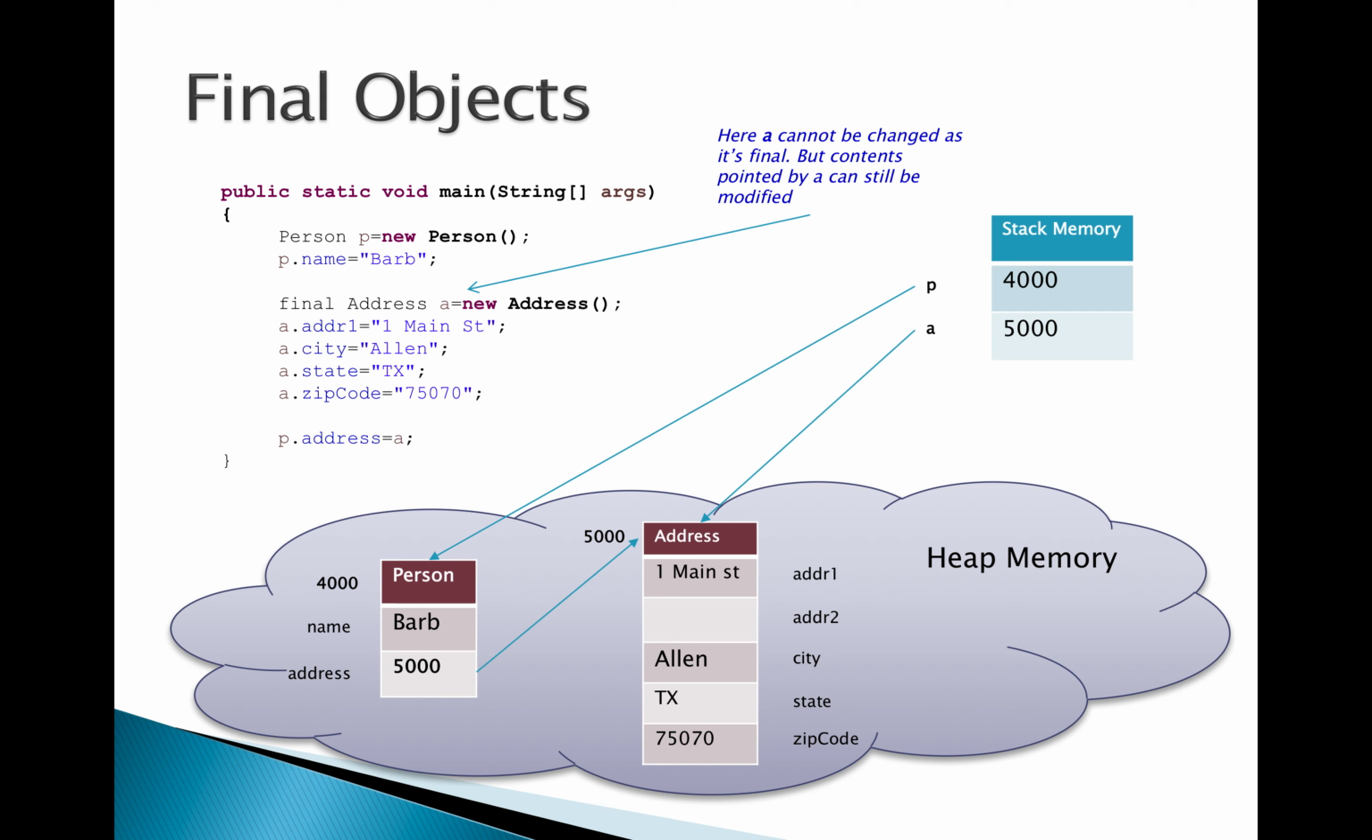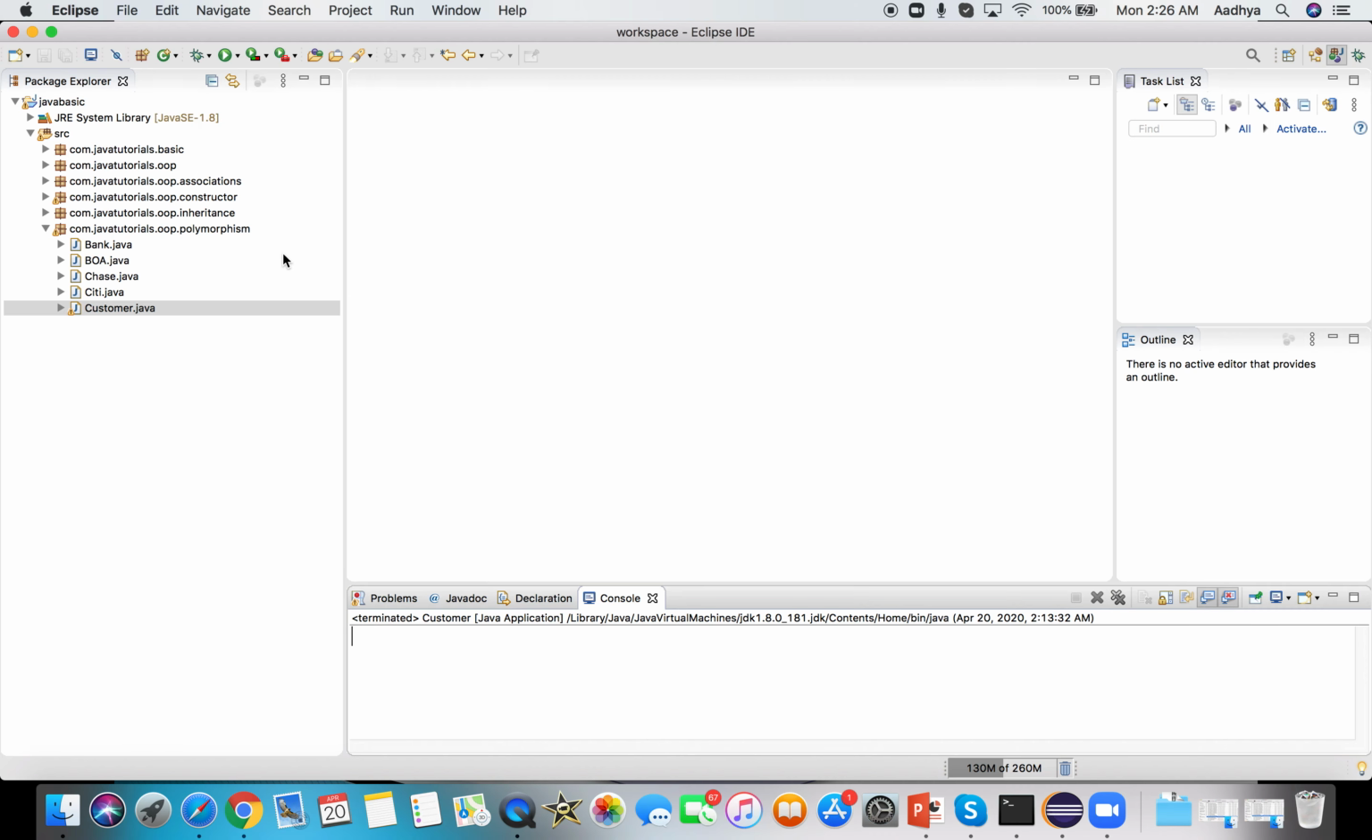If you want the contents to not change also, then the address class contents also need to be made final. When you create the class address, you have to make final string address 1, final string address 2, like that, so that even that cannot be changed. Otherwise only the reference variable will be final and not the object itself, not the contents of the reference variable itself. So let's see this in Eclipse.